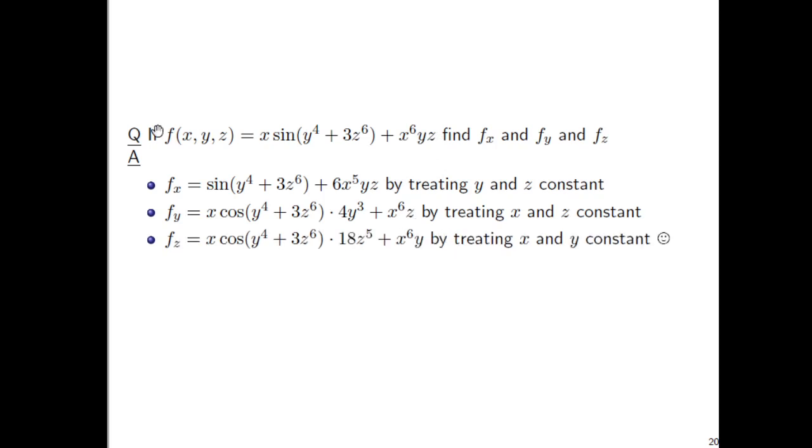And then here's the partial derivative with respect to z. For the first term, very similar things as earlier. It's just because of the chain rule, a different factor is going to pop out here, right? Because y should be treated like a constant, so y to the fourth differentiates to 0, but 3z to the sixth should differentiate to 18z to the fifth. And then finally, I'm looking at the right place now, up at the top, x to the sixth y times z, that derivative, treating x and y like constants, should just be x to the sixth y.